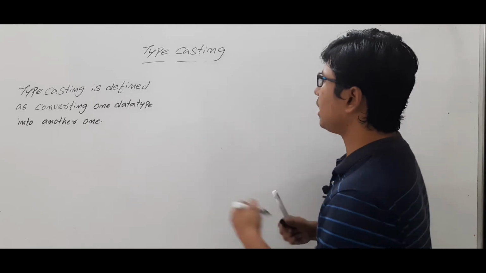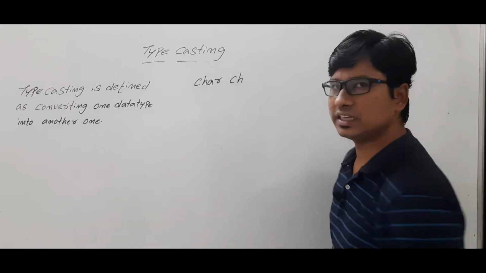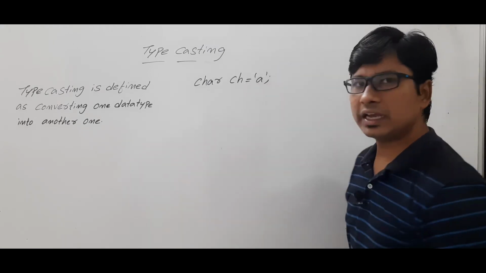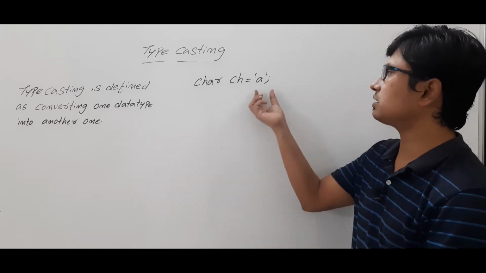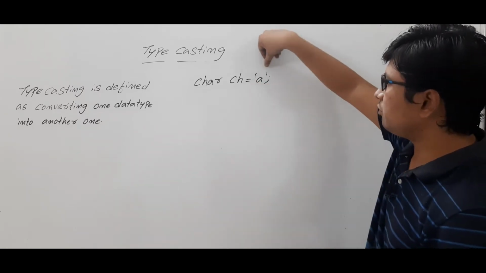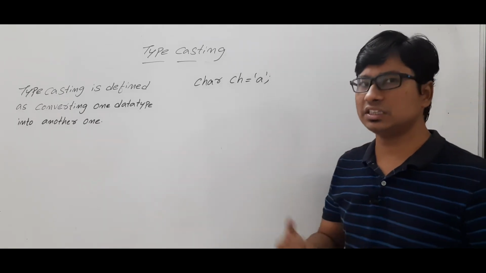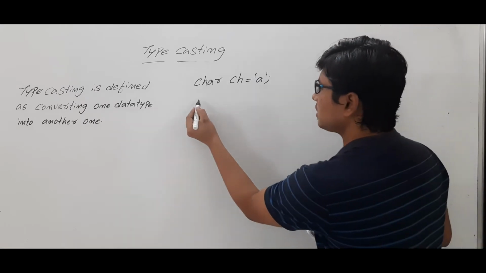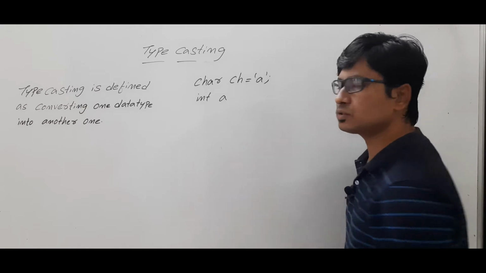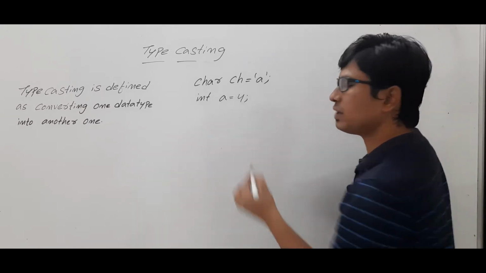Let's take that I have declared a character variable with name ch and I have initialized it with a constant 'a'. A character variable can store a character. So I have written a character called a, that's why I have included it in single quotation marks. If it is included in double quotation marks, then it is a string. Let's take that I have declared another variable a which is of integer type. So this variable can store integer constants and I have assigned a value of 4.